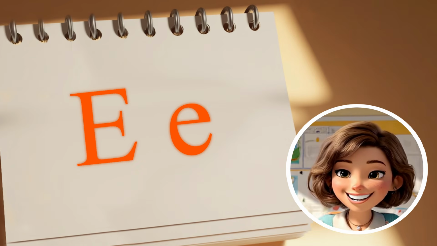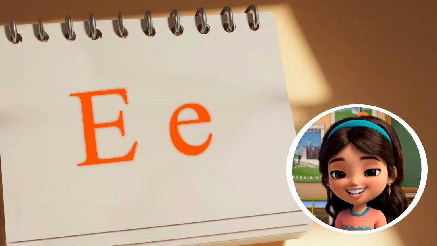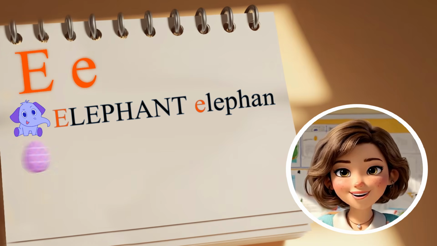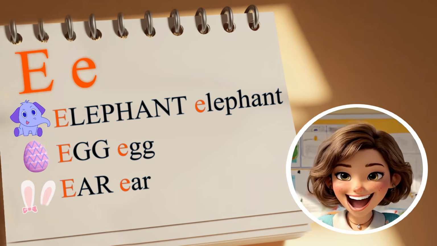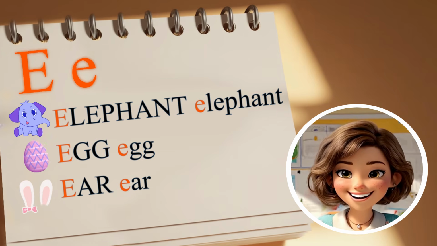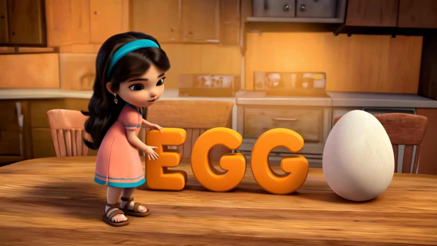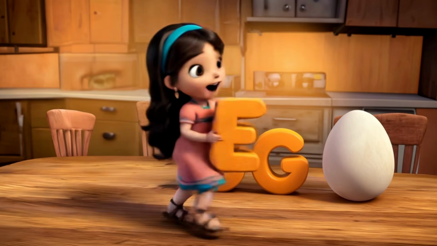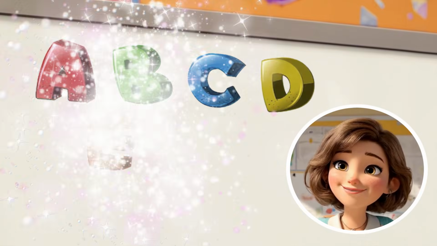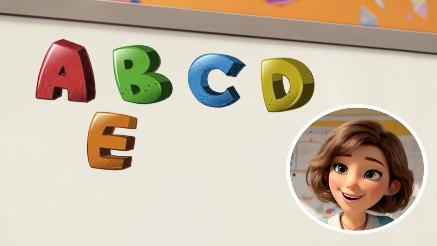Now it's time for the letter E. E? Let's see. What could I look for? You can look for an elephant, an egg, or maybe an ear. Here it is, an egg and the letter E. Excellent find, Annie. We're making good progress.